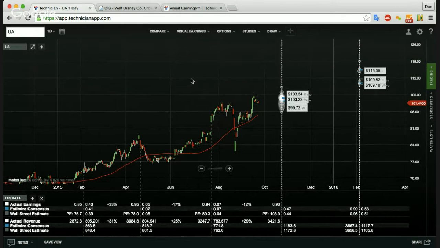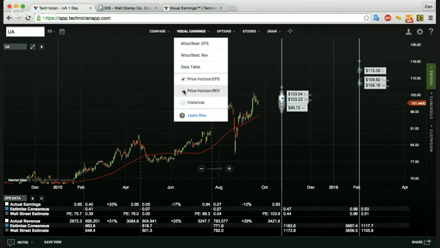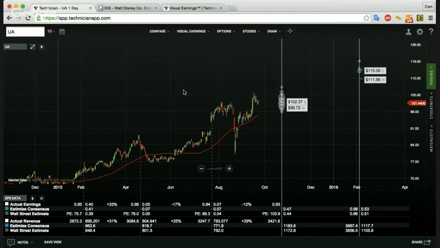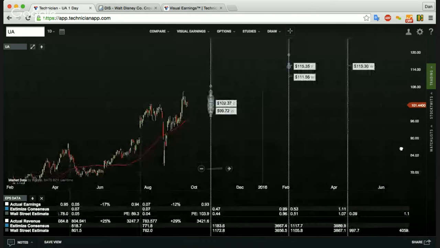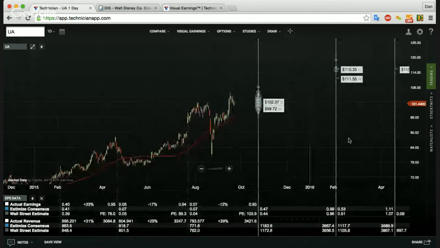And so Under Armour trades at 101 now, but after the earnings report coming up after this one, which it's already kind of achieved the price target, it should trade at about $1.15. And that's a pretty good trade. That's 15% in a quarter that you can make off of that trade if you don't believe that they're going to revalue the multiple.